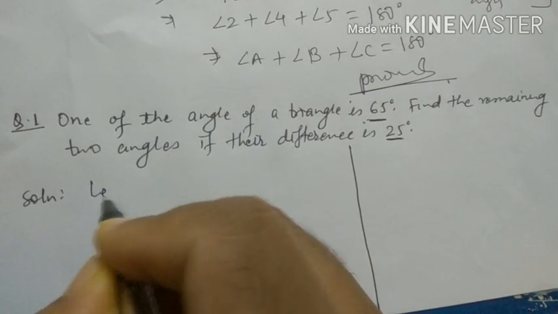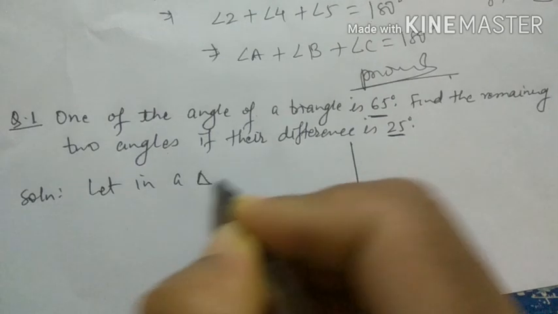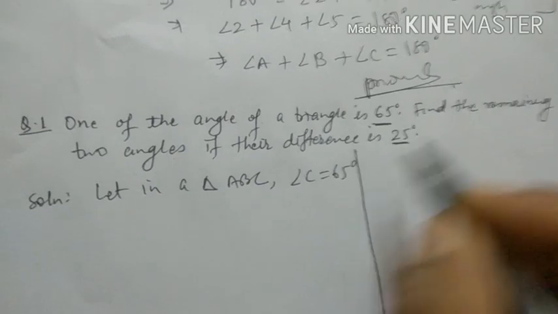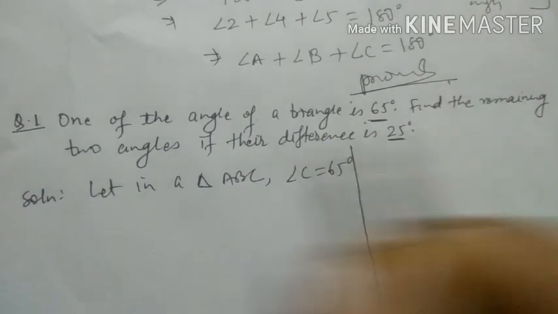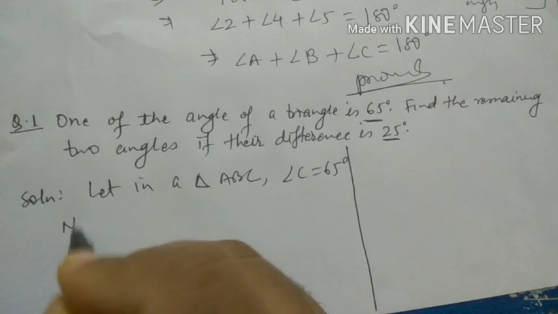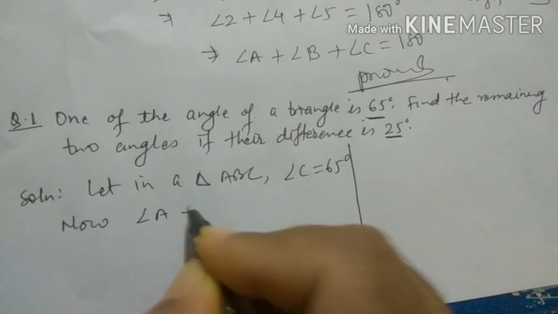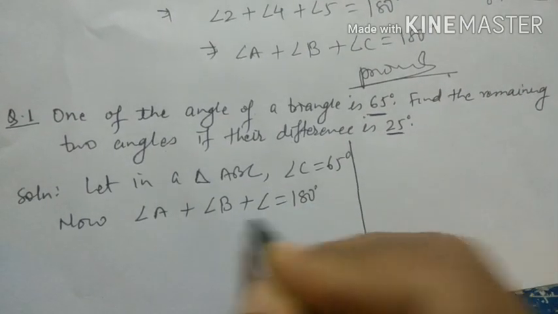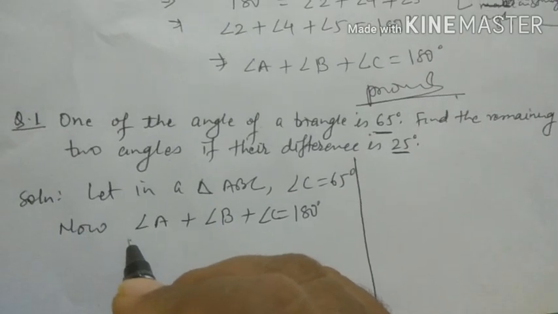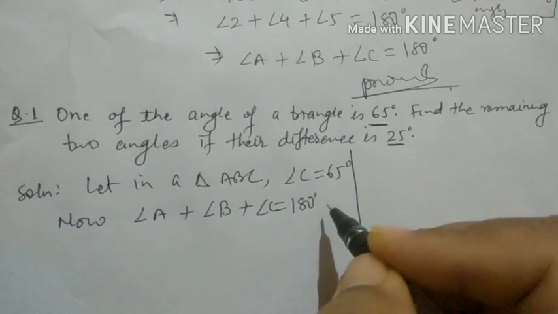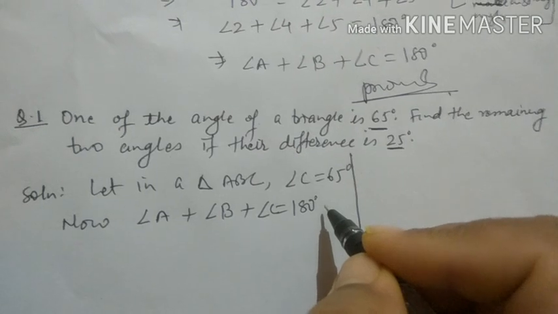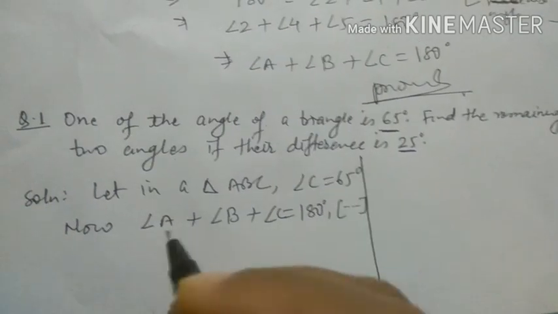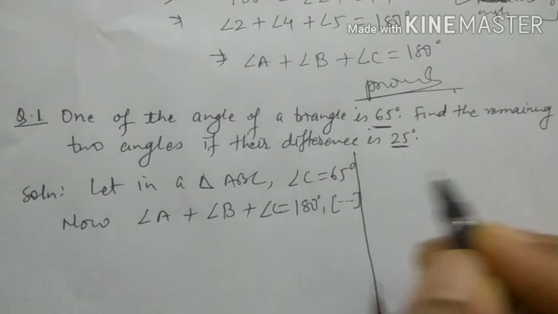Let in triangle ABC, angle C be 65 degrees. That means the remaining angles are A and B. Now angle A plus angle B plus angle C is 180 degrees. Why? Because in a triangle the sum of all the angles is always 180 degrees. So here we write: angle sum property in a triangle.